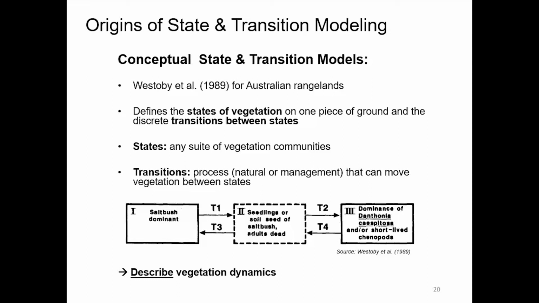The origins of this approach, actually, I think the first paper we reference is an Australian paper by Westoby, where I think it was the first attempt that we know of in the literature of trying to characterize the dynamics that occur in vegetation communities using states and transitions. And so in this example from the Westoby paper, the states represent different vegetation communities, and the transitions represent the processes, either natural or management, that can move you between those states.